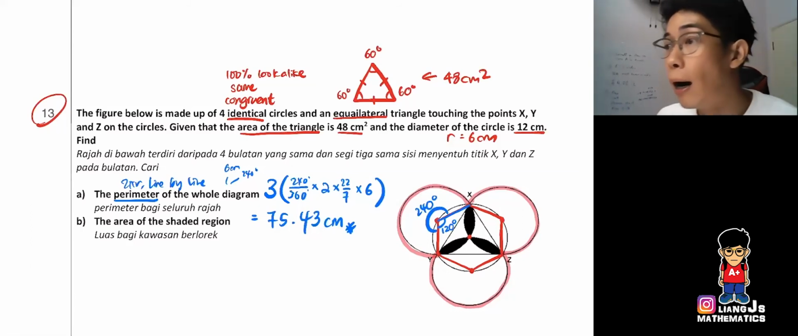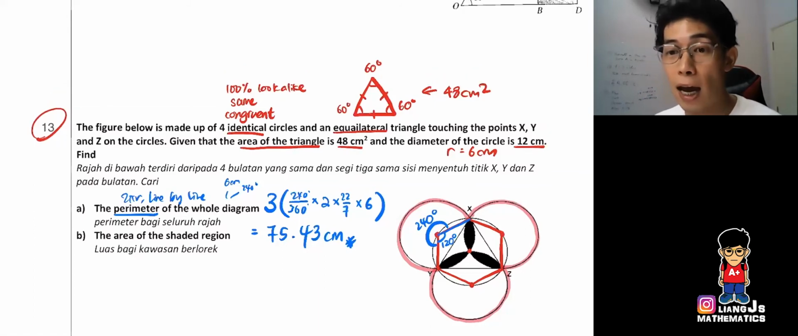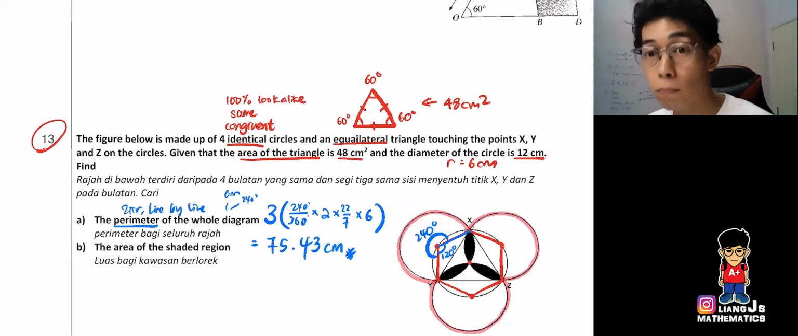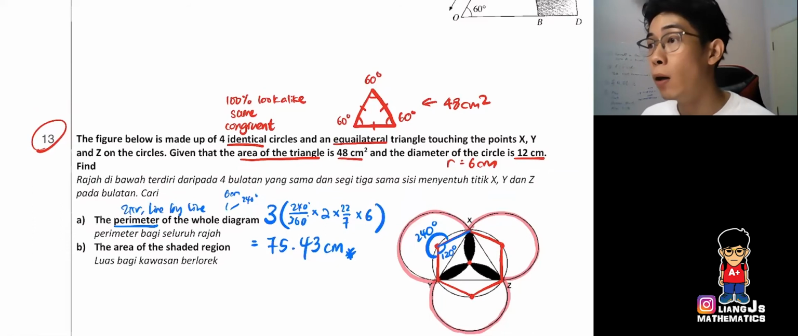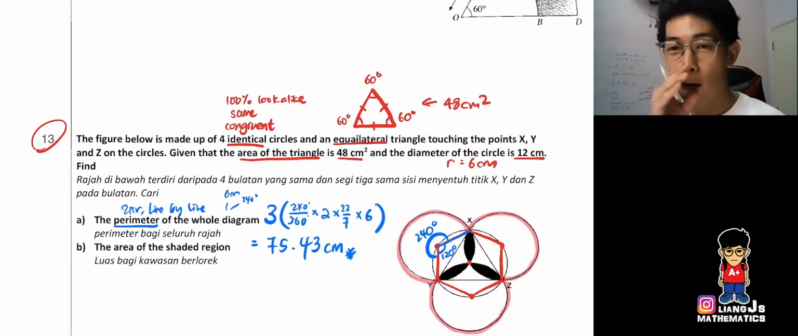The 6 cm is given there because they say diameter 12 cm. Diameter 12 cm. Angela, will this kind of question come out in the exam? For Catholic High School, yes.